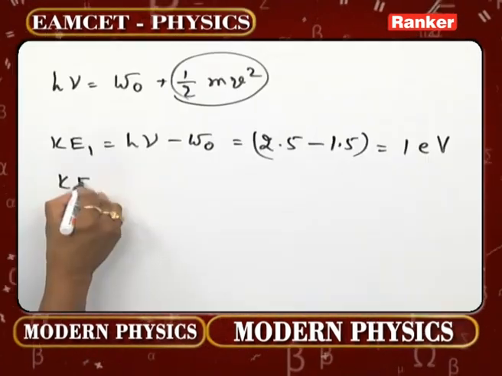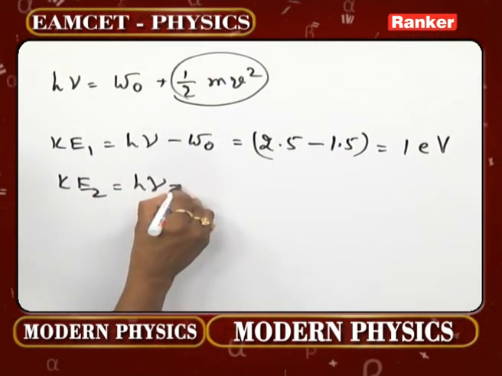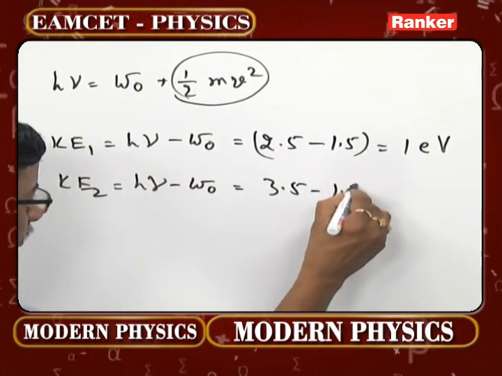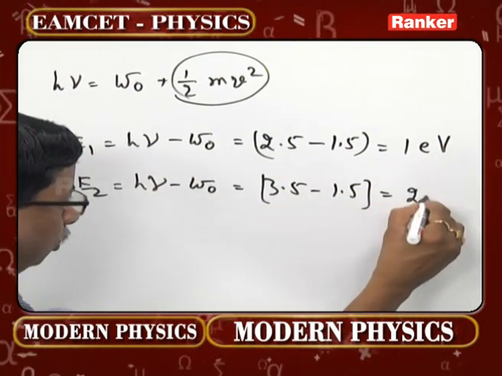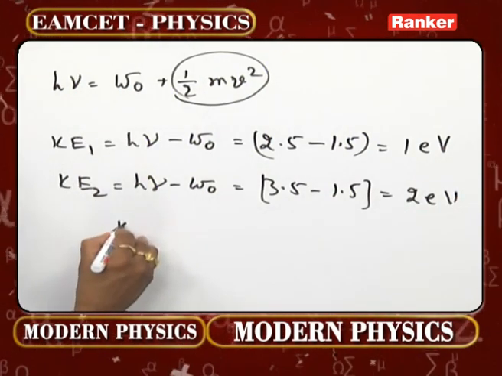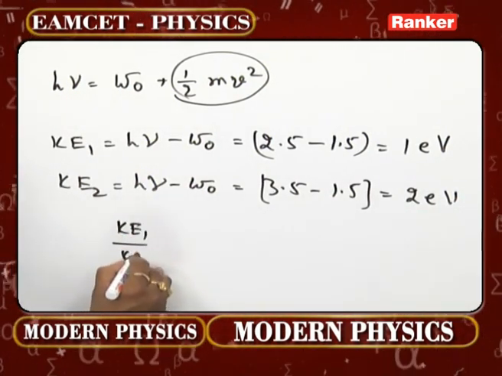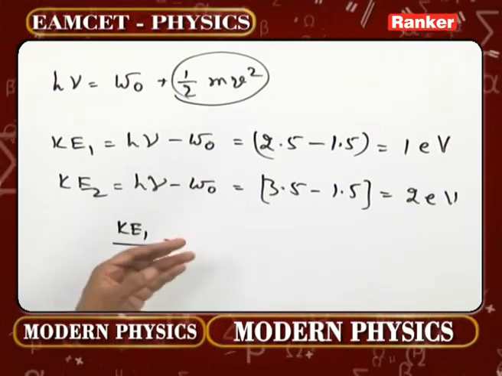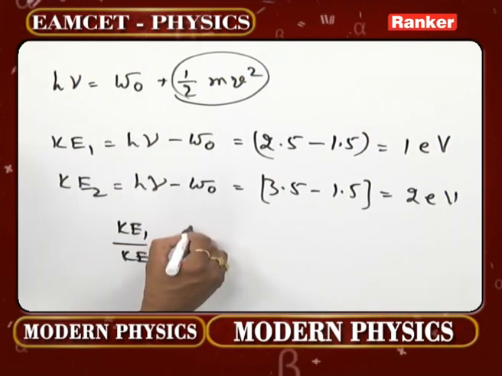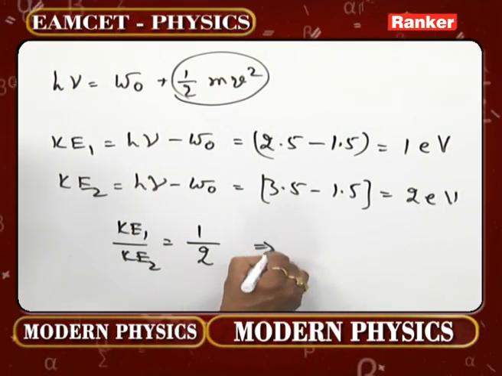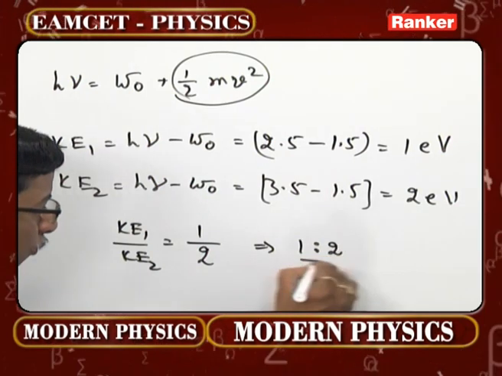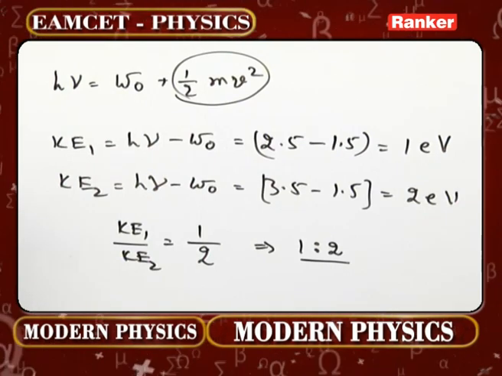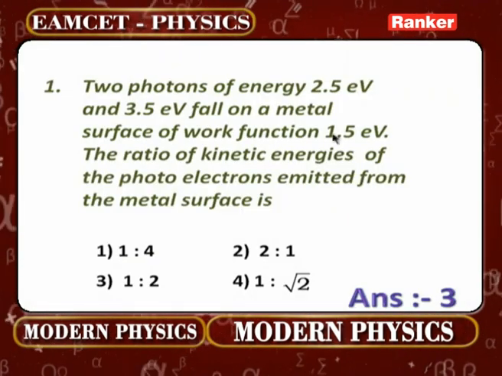And what will be the kinetic energy 2? Once again h nu minus W naught. This time 3.5 minus 1.5, that now becomes 2 electron volt. What is the ratio of kinetic energies of the emitted photoelectrons? That is the concept that has been asked in that particular problem. Therefore, it will now be 1 by 2. So what will be the ratio, please? 1 is to 2. That must be the corresponding ratio. So the third option is going to be correct for this particular question number 1.